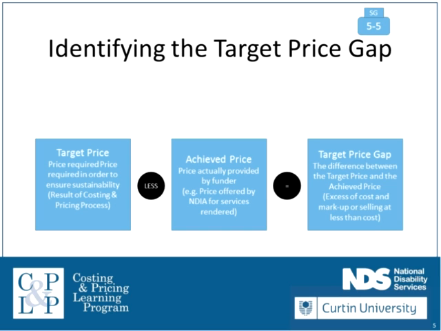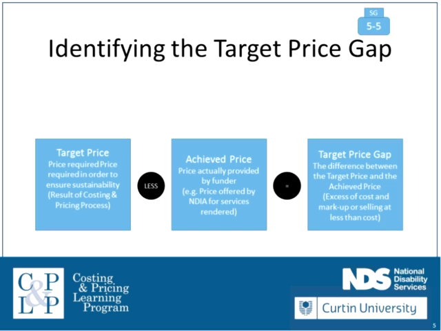So the example in this box shows that we would include the price offered by the NDIA for services rendered. It's the difference between the target price and the achieved price, or the target price gap, that we're really keen to understand, because that really does help us then to plan and strategize around achieving sustainability. The difference between the target price and the achieved price is that target price gap. And we make this calculation for each individual service we deliver, as well as for the organisation as a whole.